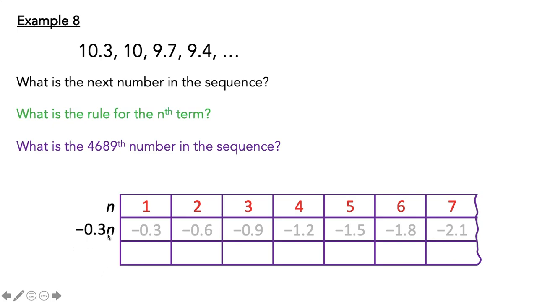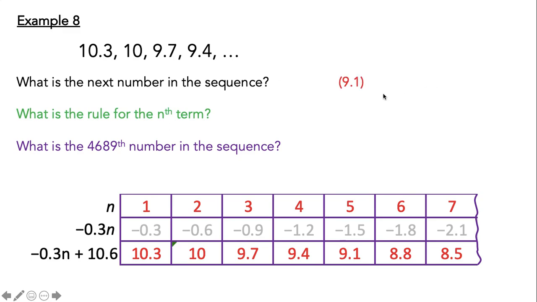So if we do 0.3 times where you are in the sequence, we do get a set of numbers that goes down by 0.3 every time, but it's the wrong set of numbers. We're getting a set that starts with minus 0.3, but we want a set that starts with plus 10.3. So we need to add 10.6 to everything in order for the numbers to match. And then when we do that, the numbers do indeed match up. The next number in the sequence is 9.1.